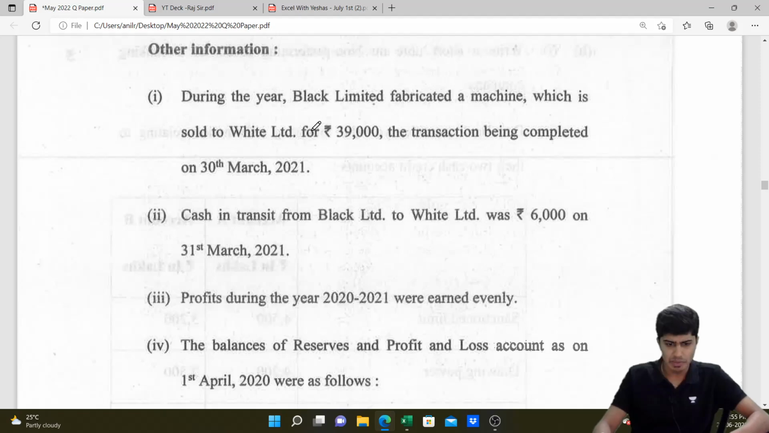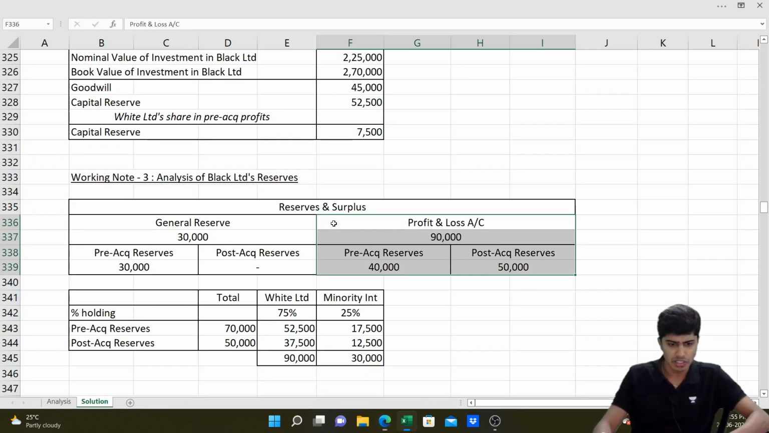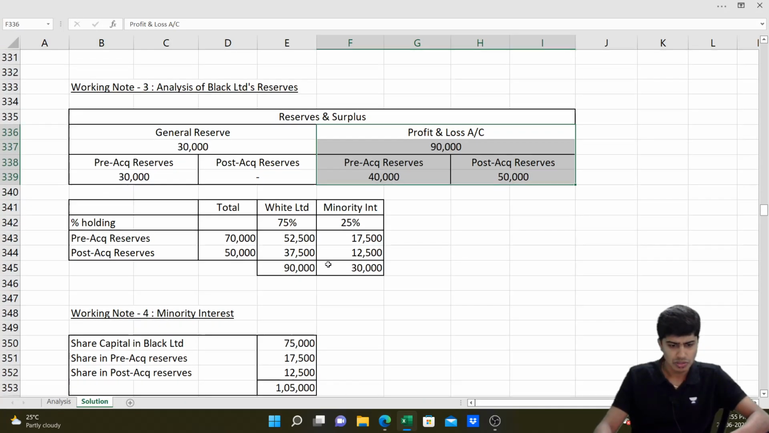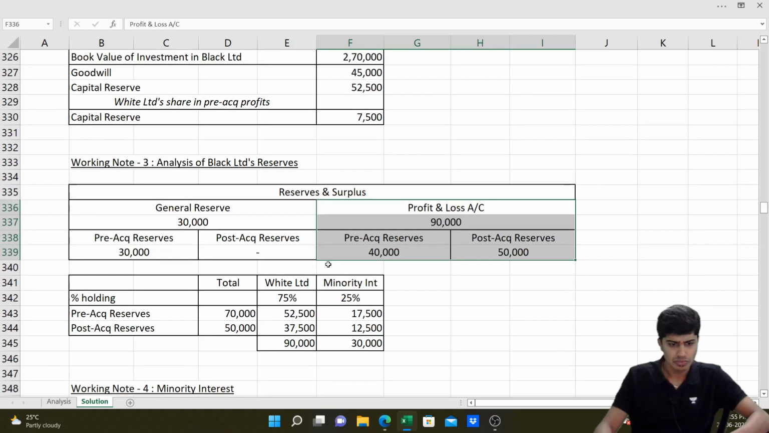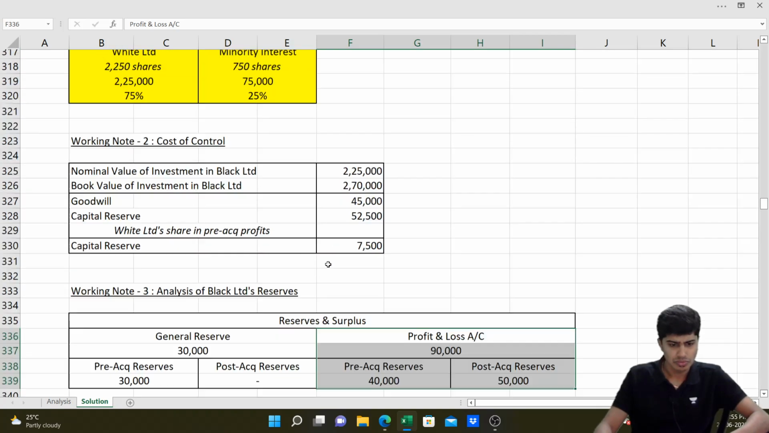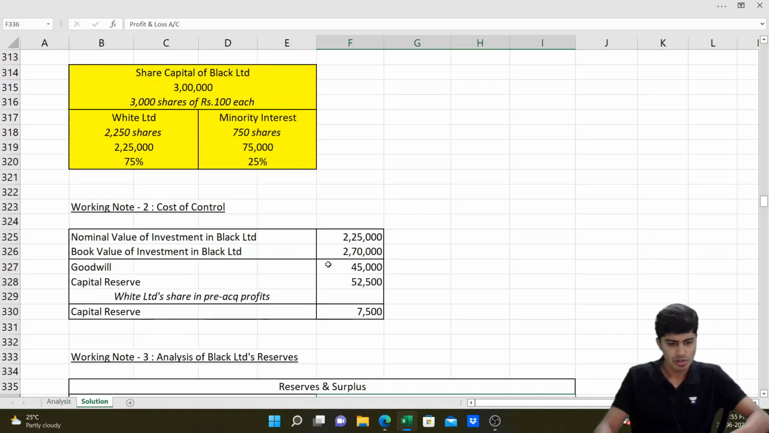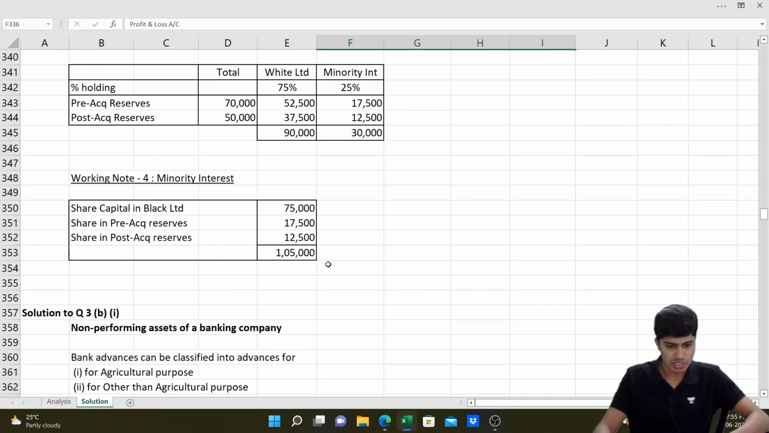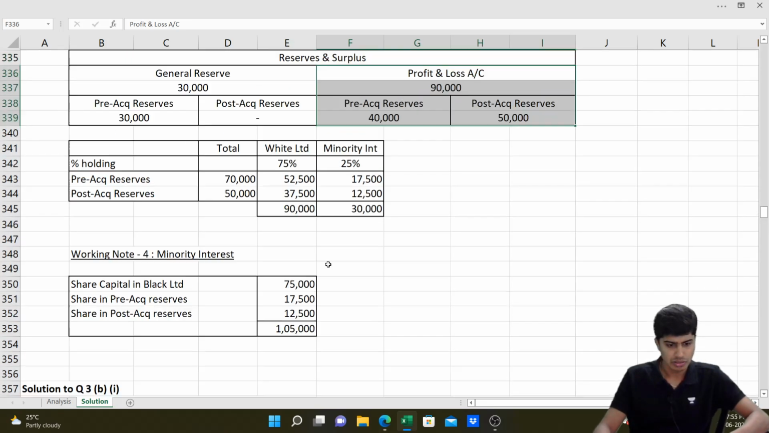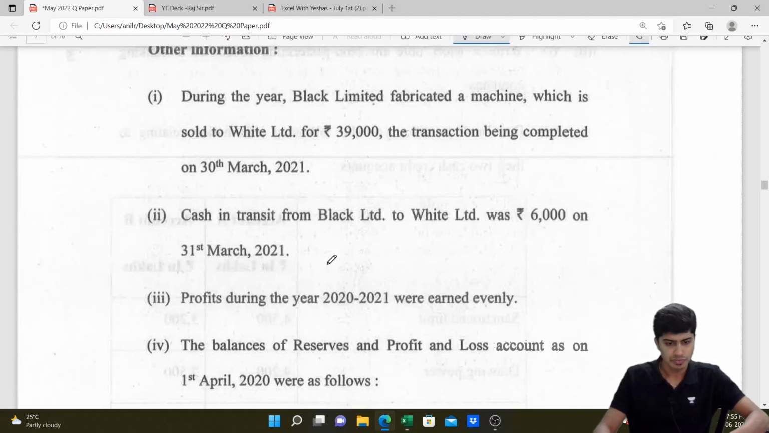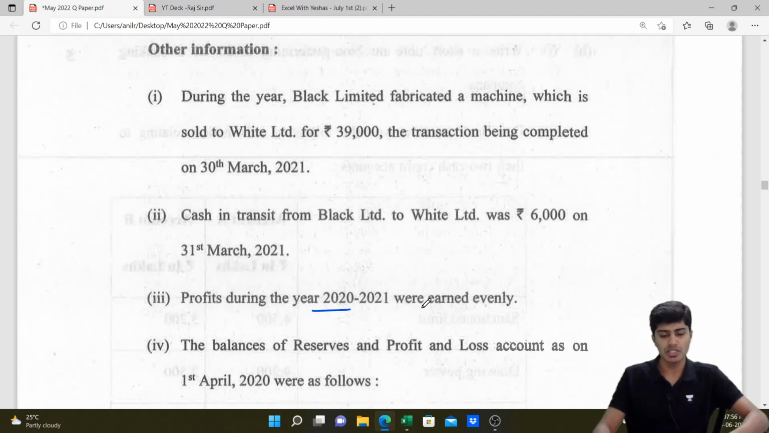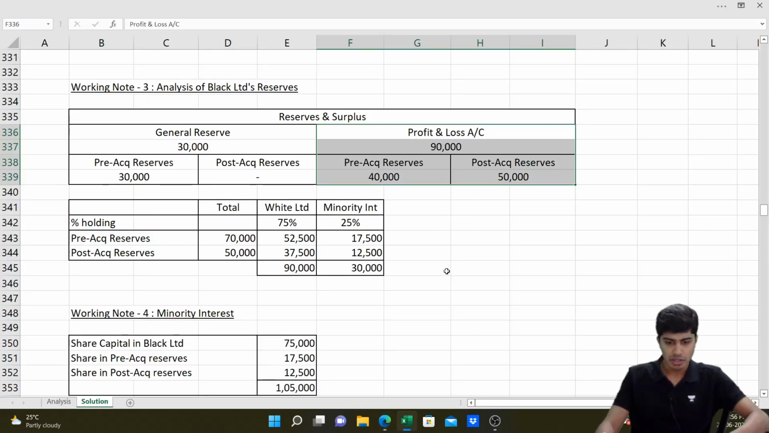This is sold to White Limited for 39,000, the transaction being completed on 30th of March. Profit during the year 2021 was earned evenly. The point is, when the profit is earned evenly, we would split it based on the months.